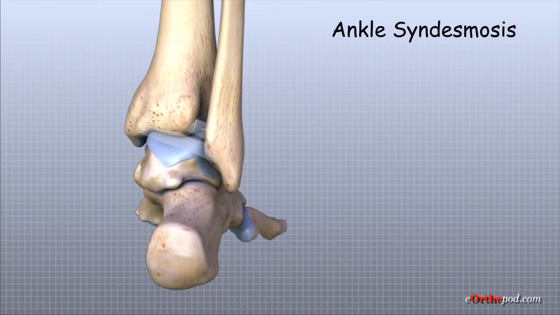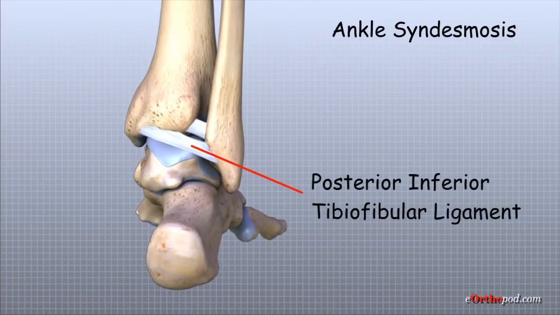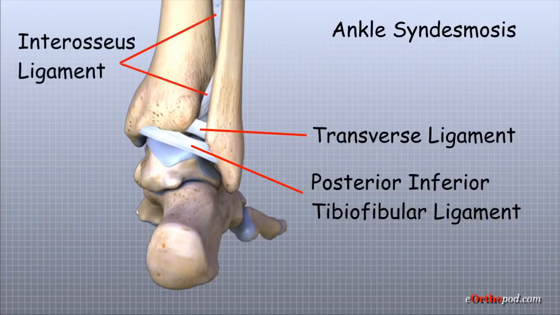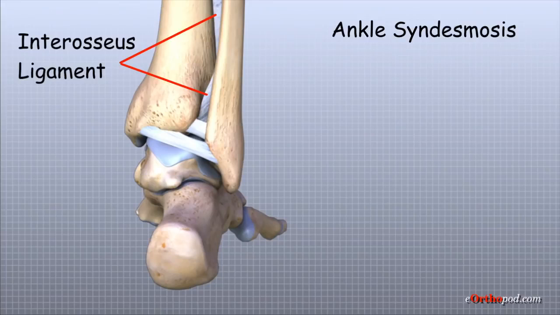The posterior fibular ligaments connect the tibia and fibula behind the ankle joint. These ligaments include the posterior inferior tibiofibular ligament and the transverse ligament. The interosseous ligament lies immediately between the tibia and fibula. Interosseous means between bones. The interosseous ligament is a long sheet of connective tissue that connects the entire length of the tibia and fibula, from the knee to the ankle.